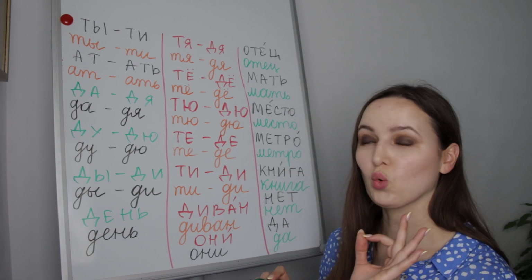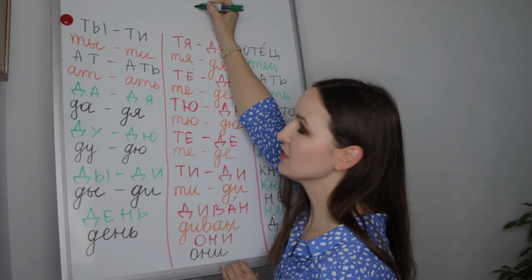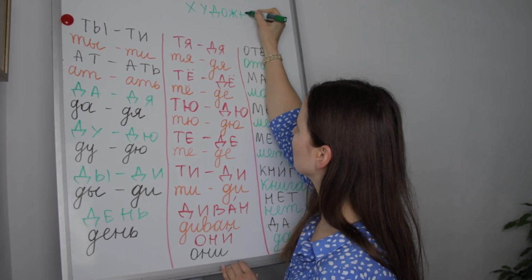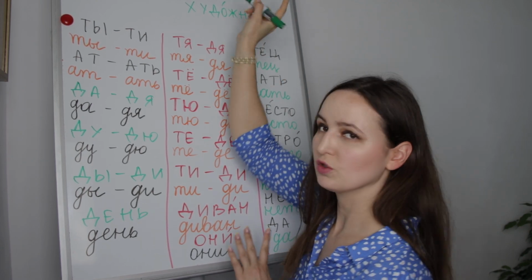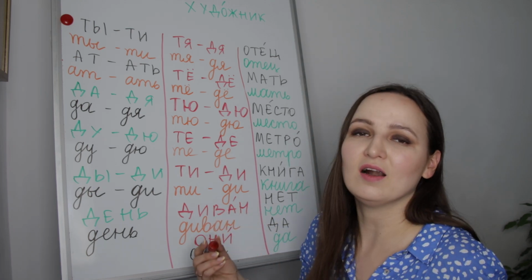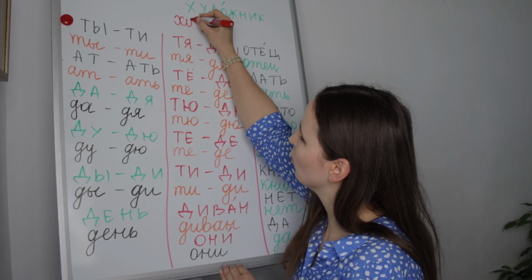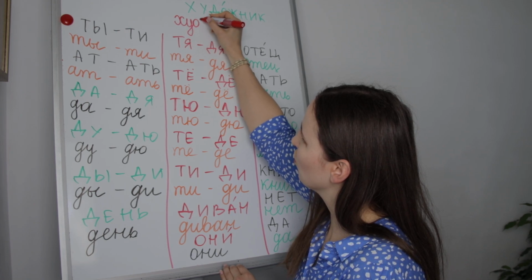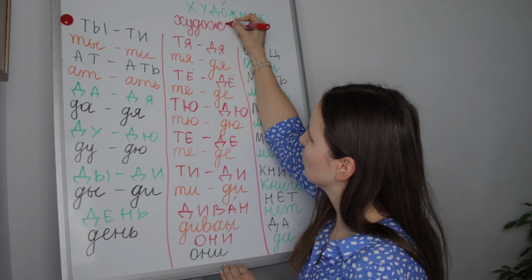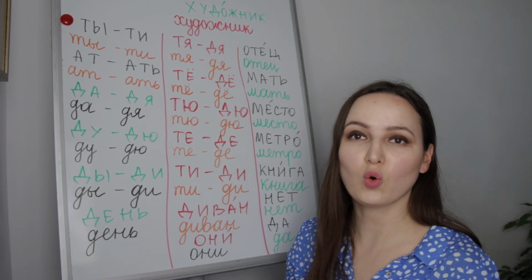And one more word here. And it is художник. I think we need more place. More space. Художник, because this one is a little bit longer. Художник is a painter, an artist. Давайте напишем. Художник.